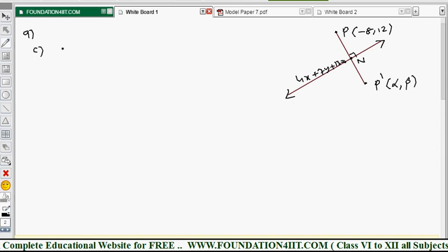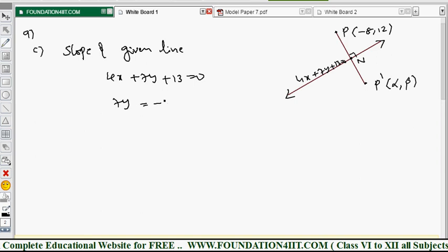First, the slope of the given line. The given line is 4x + 7y + 13 = 0. So from this, 7y = -4x - 13, then y = -4/7 x - 13/7. So -4/7 is the slope. Therefore slope is equal to -4/7.